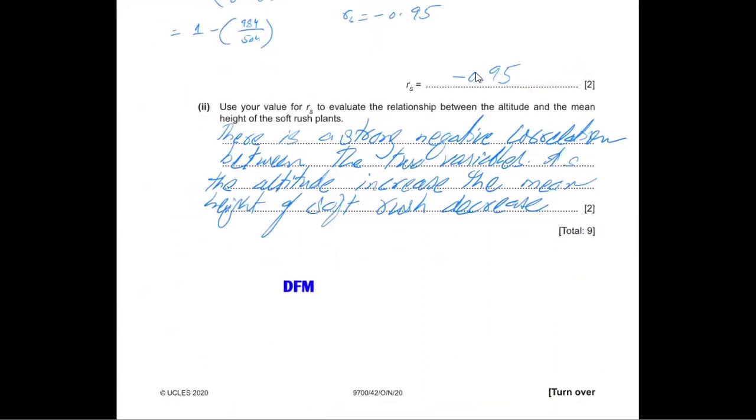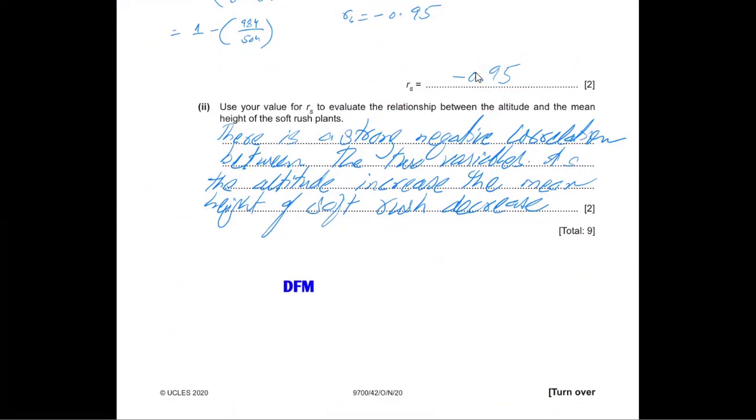We give the answer in two decimal places when we are asked for correlations. Use your value of RS to evaluate the relationship between the altitude and the mean height of the soft rush plant. We know it's a strong negative correlation. Why strong? Because it's closer to -1. The two variables are such that one is increasing, the other is decreasing. So that's what we mentioned here.